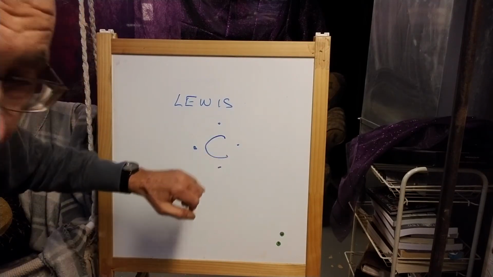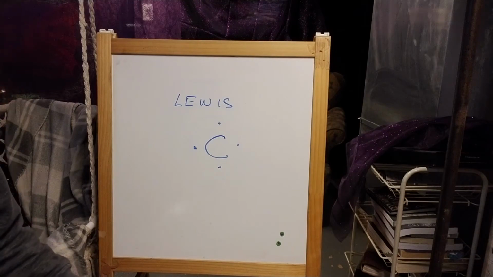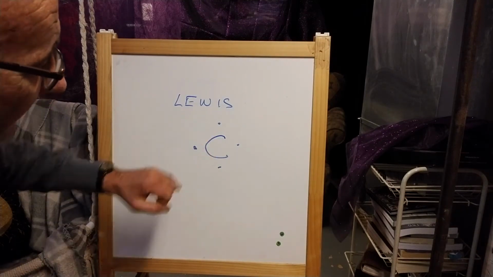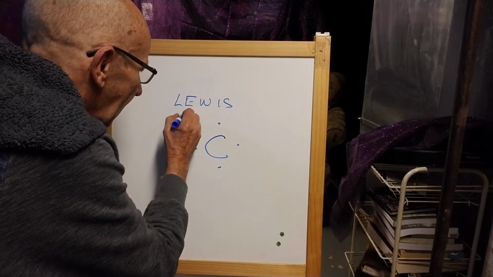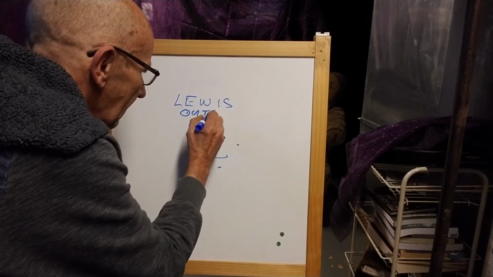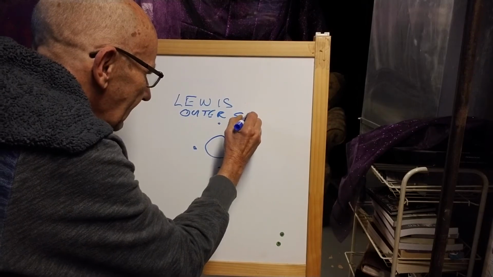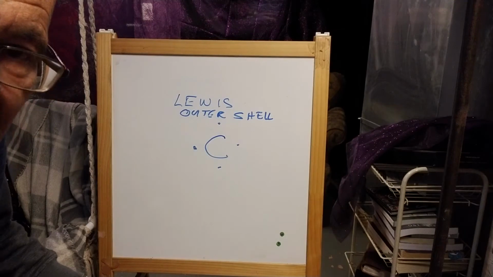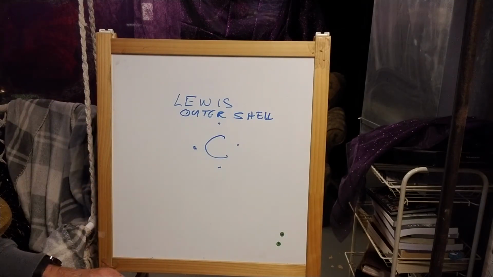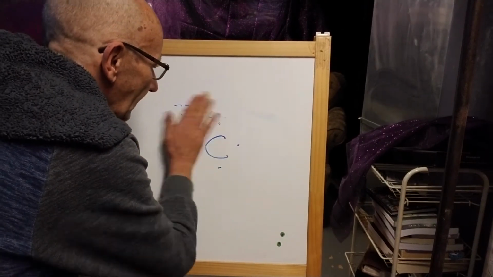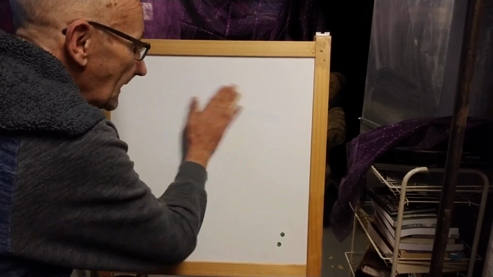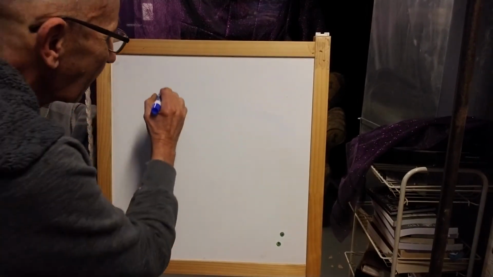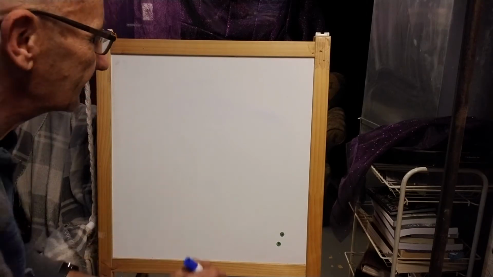Now, notice I don't show the inner 2. They're not involved. So this Lewis structure is outer shell only, because that's all that's involved. Now the main thing we want to talk about is so critical, it's so important.